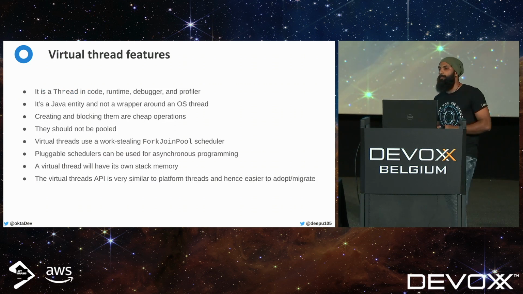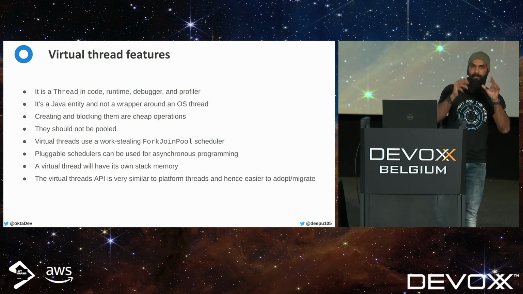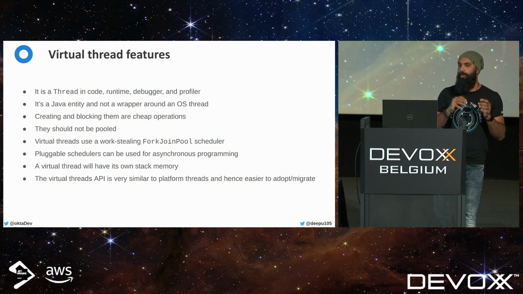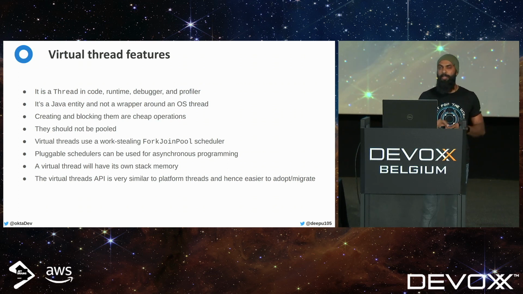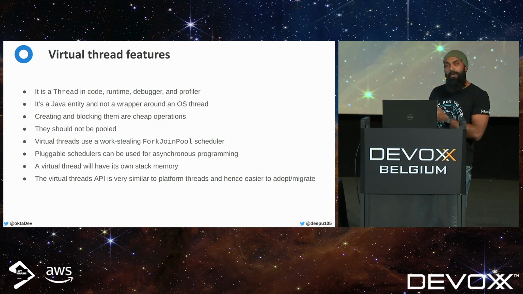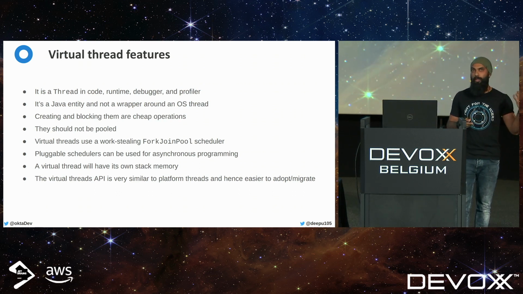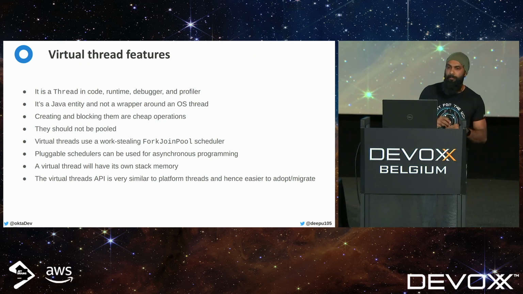So these are a few other important aspects of the new implementation of virtual threads. It is a thread, like the class. It is a Thread class in code, runtime, debugger, and profiler. So if you look at virtual threads from any of these perspectives, you're going to see a thread. It's a Java entity and not a thin wrapper around an OS thread like what we currently have. It's a pure Java entity.